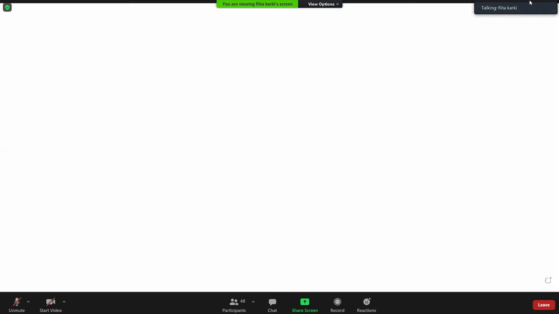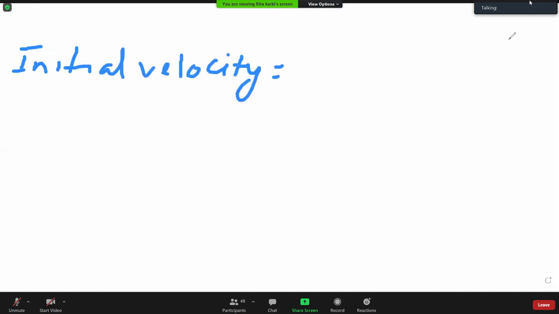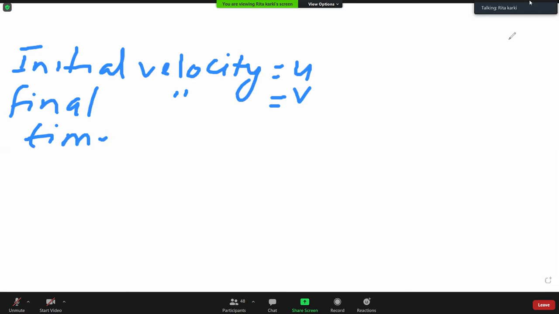So how do we denote final velocity and initial velocity? Can you tell me? By U and V. Final velocity is V and initial is U. Initial velocity is equal to U. Similarly, final velocity is equal to V. Now time taken is denoted by T. Acceleration is denoted by A.